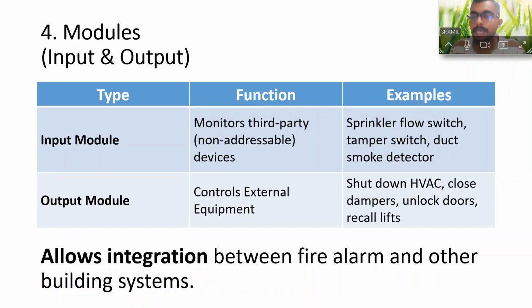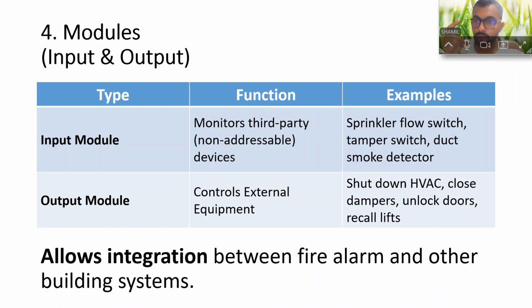Then we have modules. Whenever we install a fire alarm system, we are not installing it as a standalone system. Rather, we are interfacing, or connecting, the fire alarm system to other systems installed in the building. This connection is possible only with the use of a device called a module. The module serves as a link between the fire alarm system and the other associated, or third-party, devices.